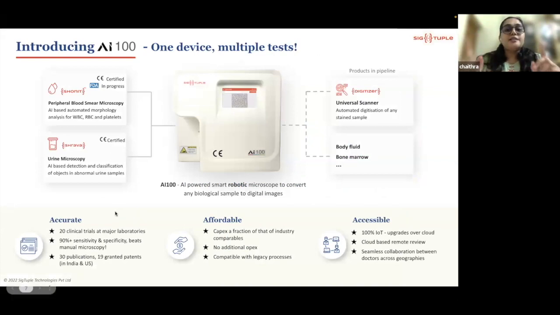So AI 100 is one device with multiple tests. Right now we have shown it for peripheral blood smears, and Shrava for urine microscopy. In the future, we will have the universal scanner for body fluids, bone marrows, histopathology, and cytology. AI 100 has 3 key features. First, it's accurate, with high sensitivity and specificity. It's affordable. And with a cloud-based remote review, it is more accessible.